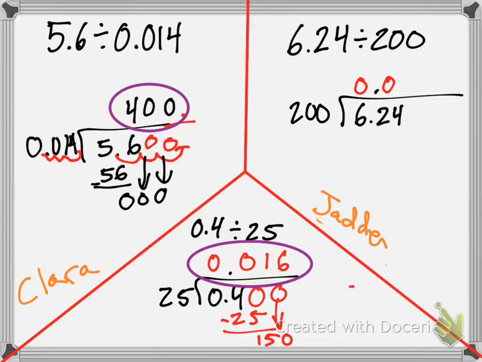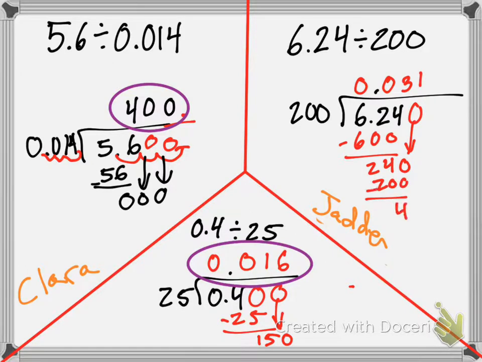It goes into 3 times. Perfect. 600. We get 24. Add a 0, I bring it down. How many times does it go into 240? 1 time. Perfect. 200, I get 40. I add another 0 and bring it down. Jaden, how many times does 200 go into 400? 2. That's 400. Yes! Look at that. We get 312 ten-thousandths.